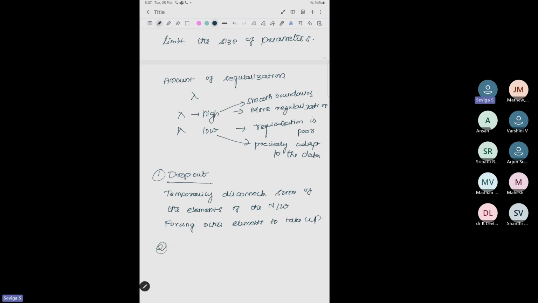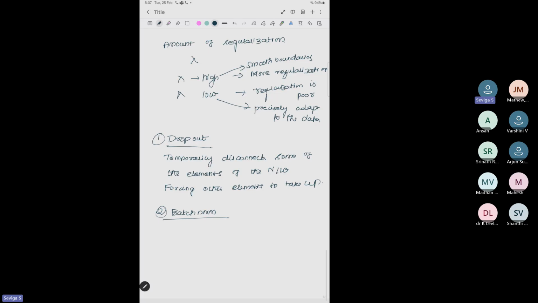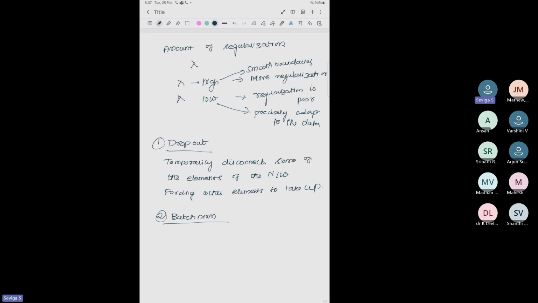The second type of regularization technique is called batch norm, or batch normalization. What is batch norm? We adjust the outputs of each layer so that no element will dominate the other elements. So it is nothing but adjusting the outputs of each layer, so no element dominates. Is it clear?